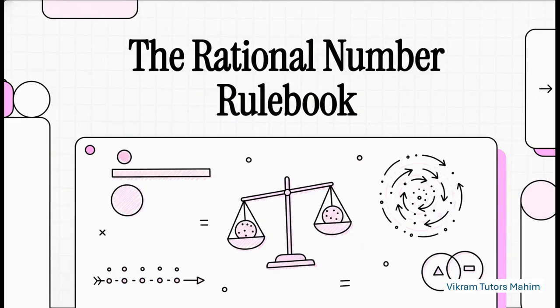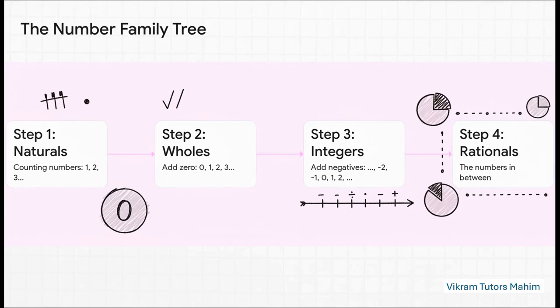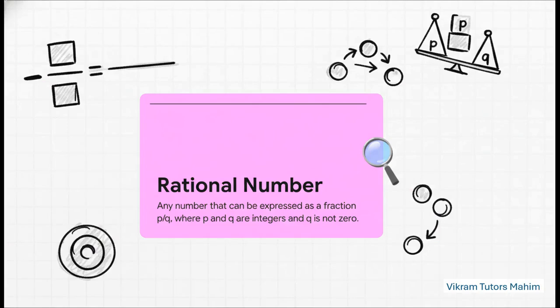Today, we're diving into the world of rational numbers. You know, the ones that fill the gaps between 1 and 2. So we have our counting numbers, we add 0, and then we add all the negatives to get integers. But what about all those gaps? Well, that's exactly where rational numbers come in. So what are they? Basically, any number you can write down as a simple fraction.